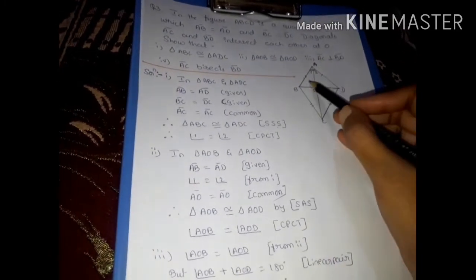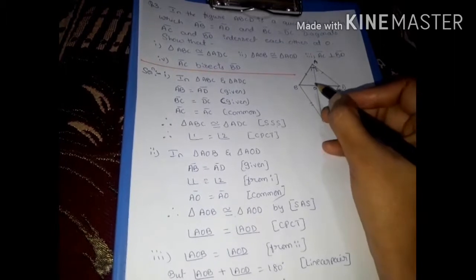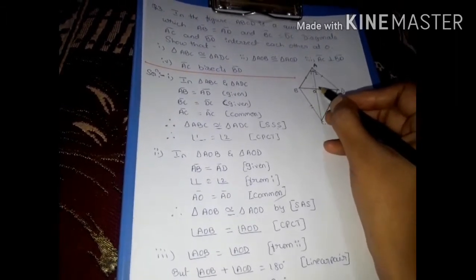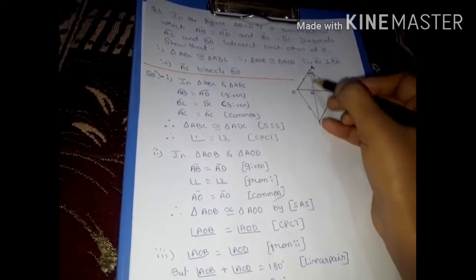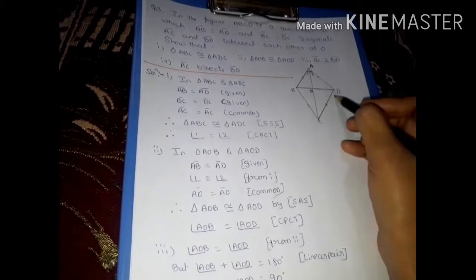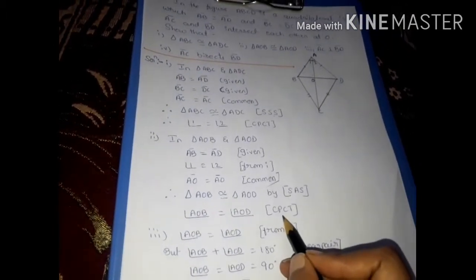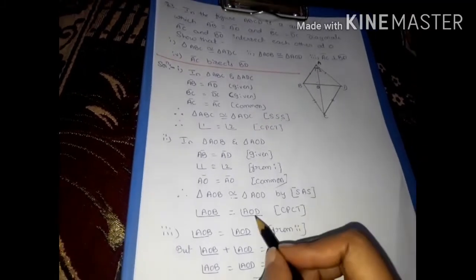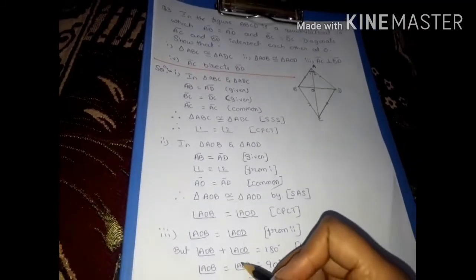After showing these two triangles are congruent, again by CPCT, these two angles are also equal. Angle AOB equals angle AOD by CPCT. We can show these two are equal by CPCT. This helps to prove the third sub question, children.